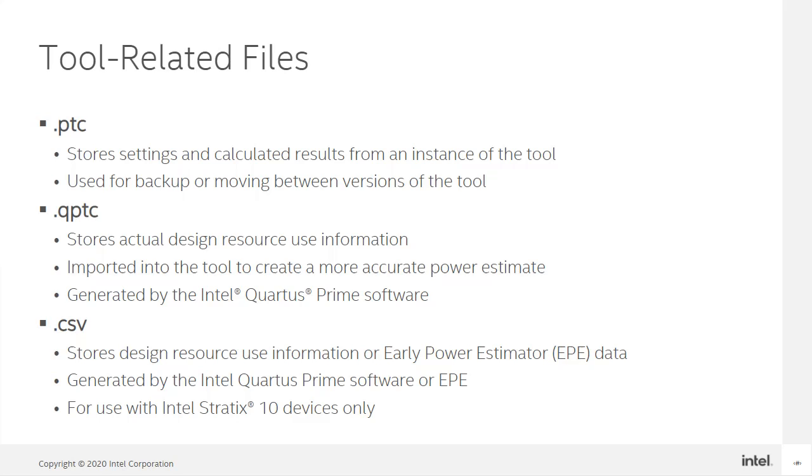As mentioned, you can generate a file from an Intel Quartus Prime project that provides detailed, accurate resource usage information for the PTC. This file type has the extension .qptc. Finally, the PTC supports importing resource usage information from a .csv spreadsheet formatted file. Older versions of the Intel Quartus Prime software and the older early power estimator tool generate this file type.